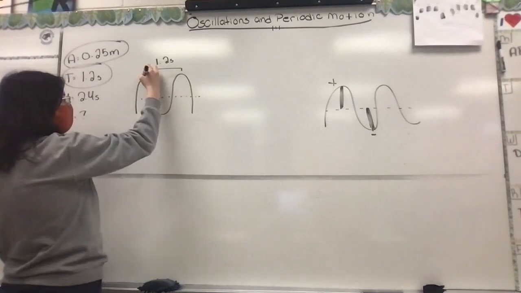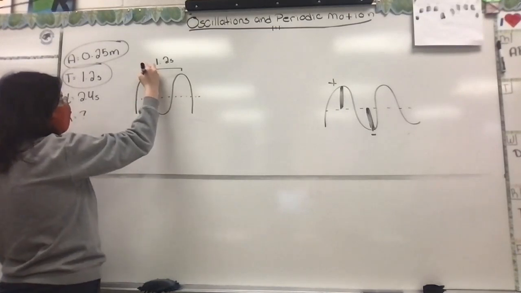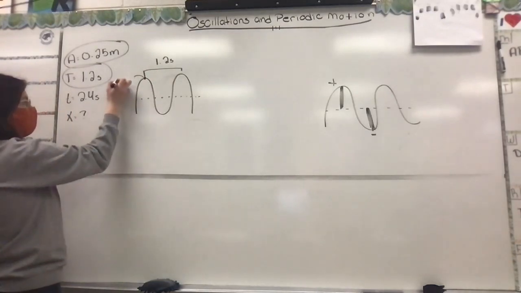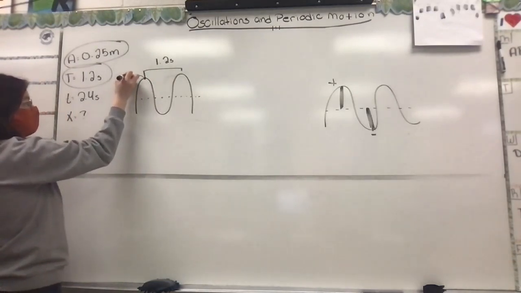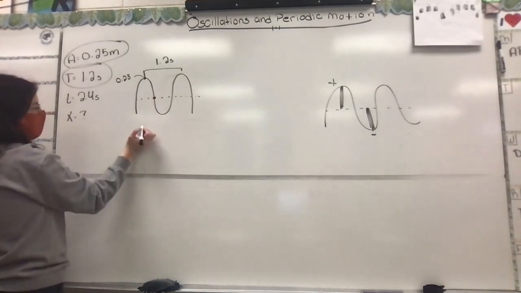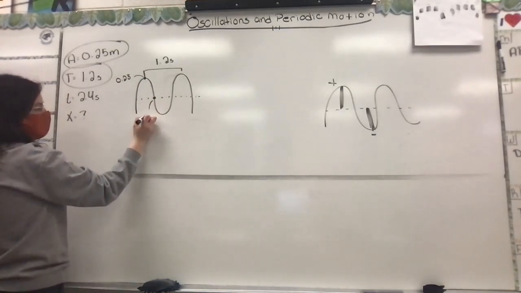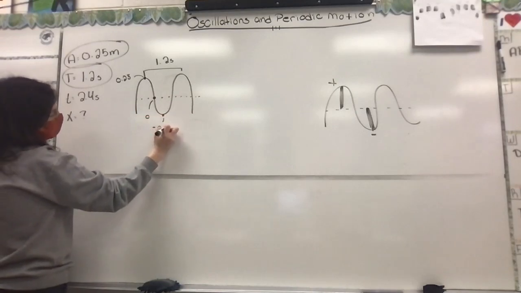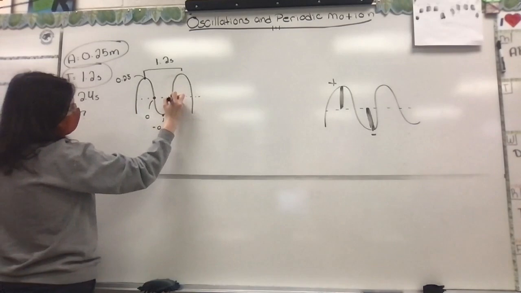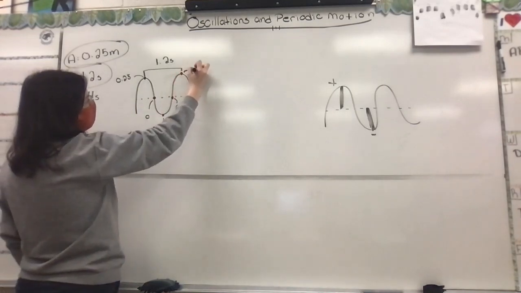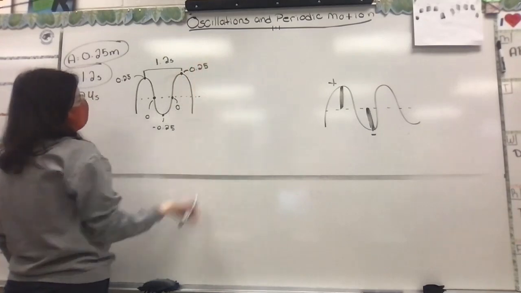Okay, so let's say we start off right here. If we start out right here, what position are we at? 0.25, right? Okay, then we come here, what position are we at? 0. Okay, then we come here, what position are we at? -0.25. Then we come here, what position are we at? Then we come here, what position are we at? Okay, is that a whole cycle?